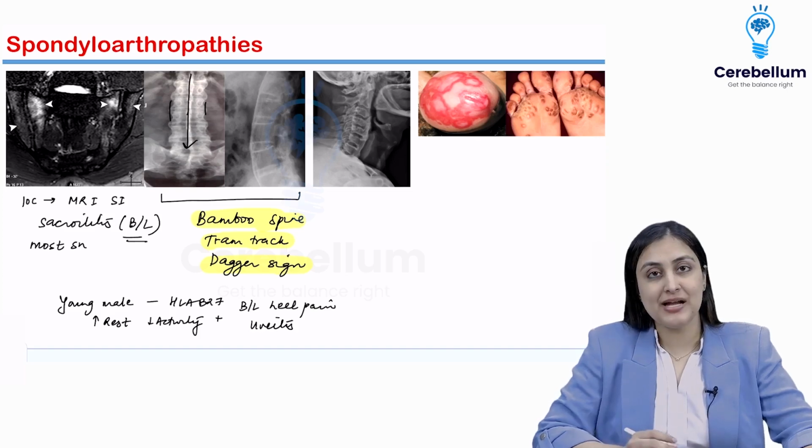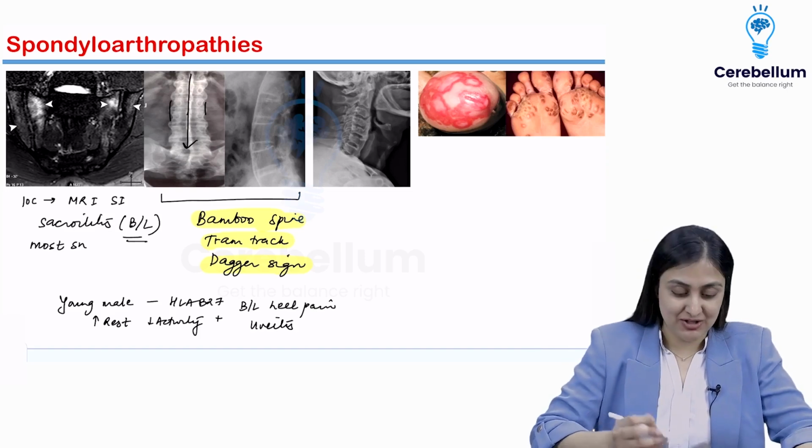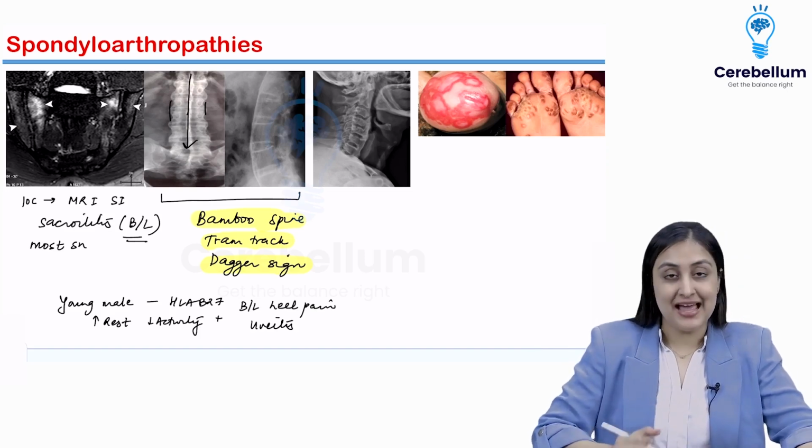So all of this while I was talking about ankylosing spondylitis. I don't think I mentioned that. Okay, so this is ankylosing spondylitis.